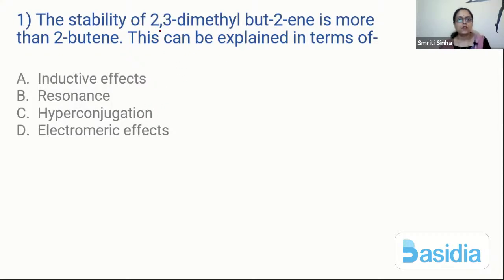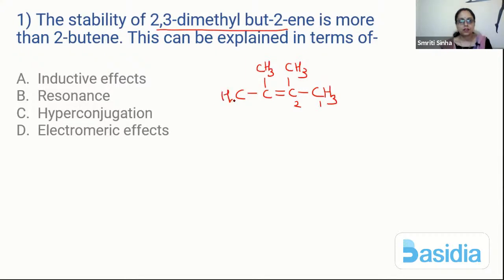So remember, first you need to draw the structure. So 2-butene. This is your 2-butene. Now, because to the second carbon double bond is there. Now at 2 and 3 position, add methyls. Balance the others. This is the structure for 2,3-dimethylbut-2-ene. Now draw only the structure of 2-butene.